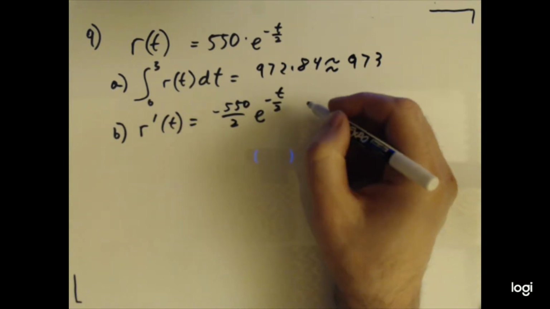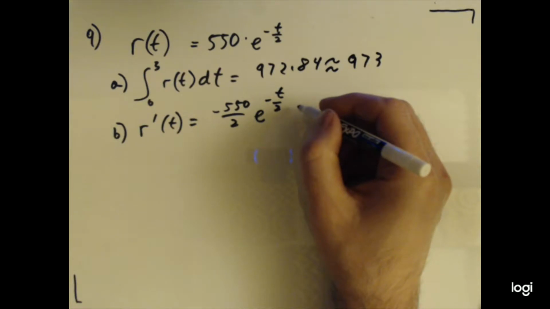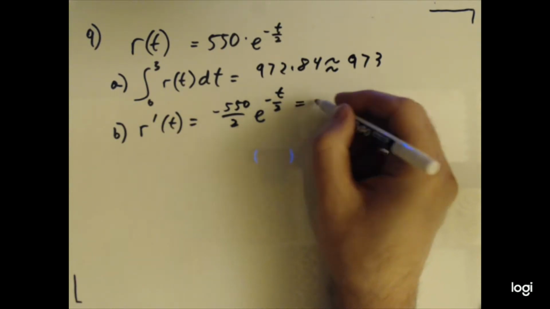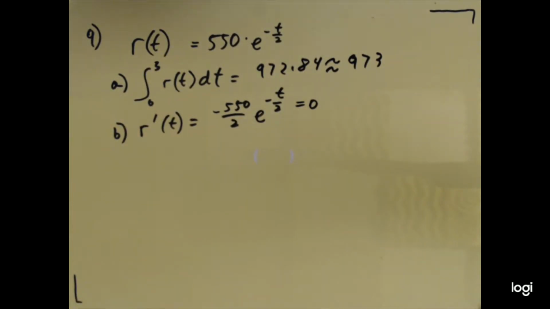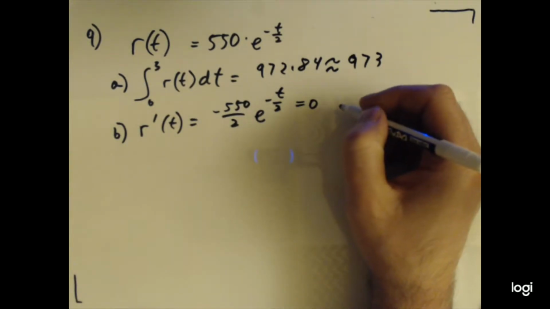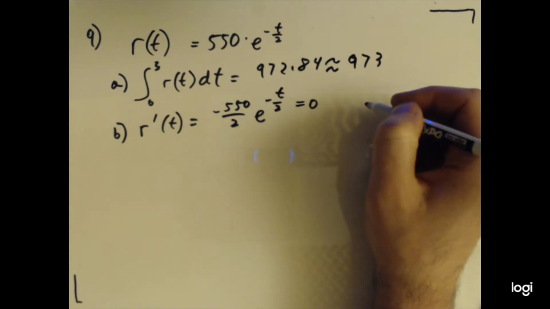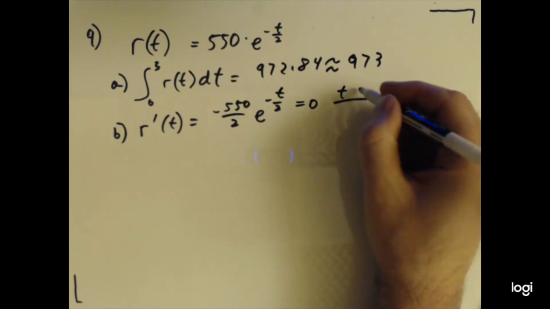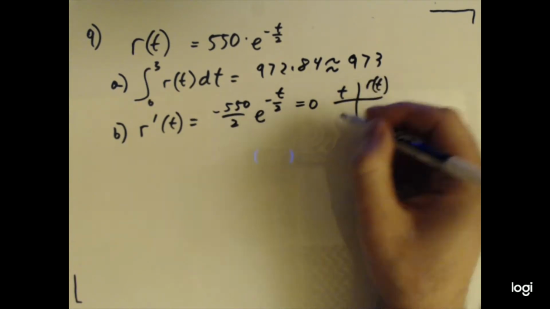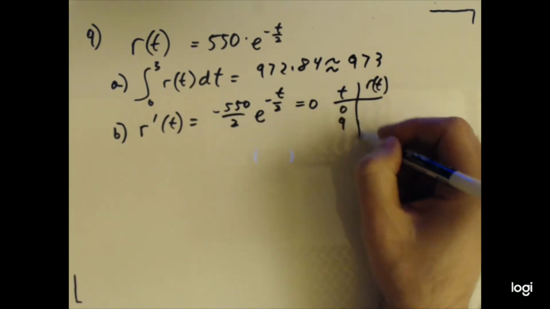Now what we're going to do is set that equal to 0. So now, let's see, as you can see here, this is never going to go to 0. It just won't because it's an exponential. So because we're doing the global maximum or minimum, what you do is you test the endpoints and the critical points. There are no critical points, so we're going to test the endpoints 0 and 9.